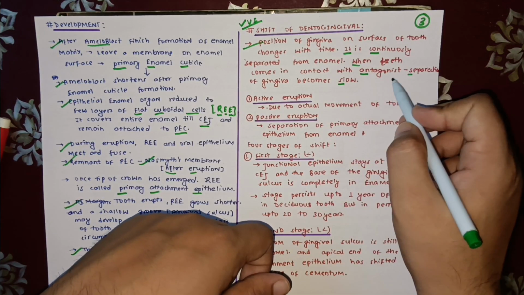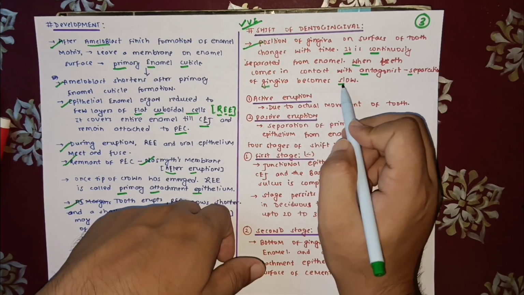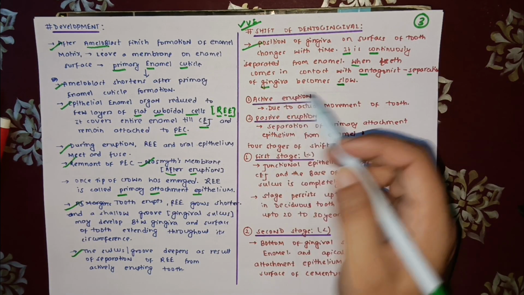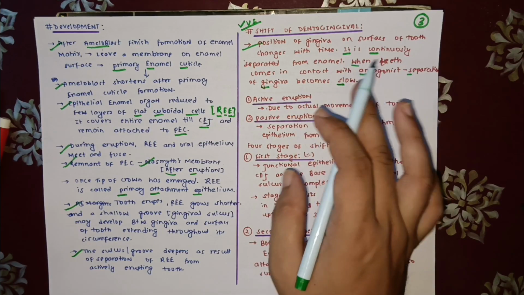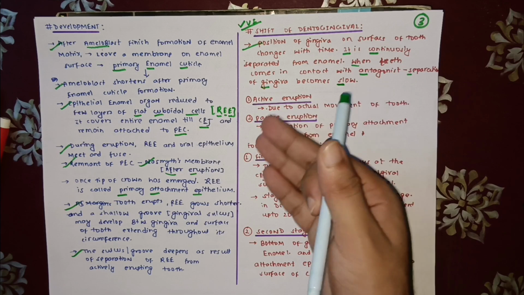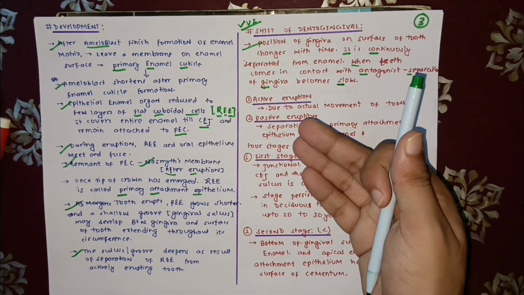So with the contact with the antagonist, there is a separation of the gingiva, and the shift of the dentogingival junction would be slow. So this shift forms the gingival sulcus. I think you can relate now. So the shift of the dentogingival junction.